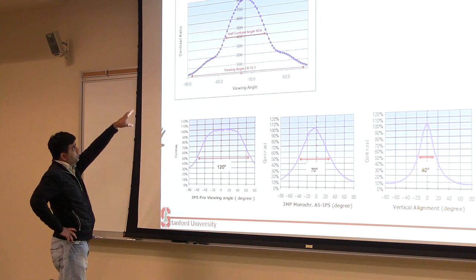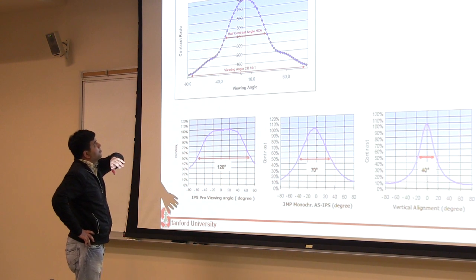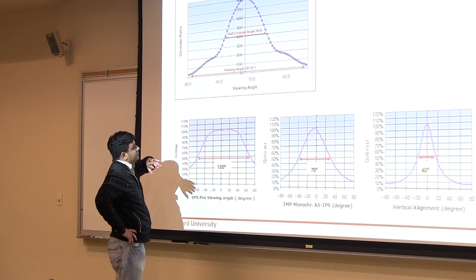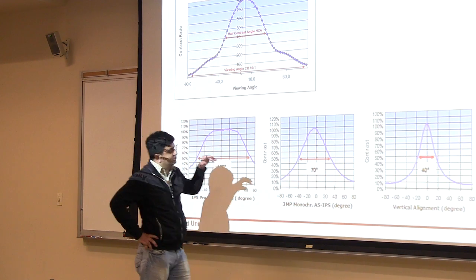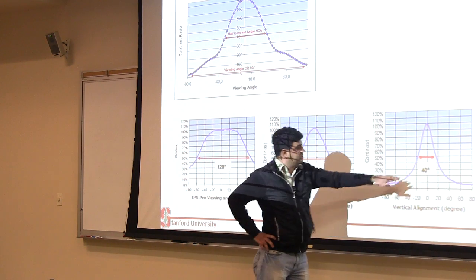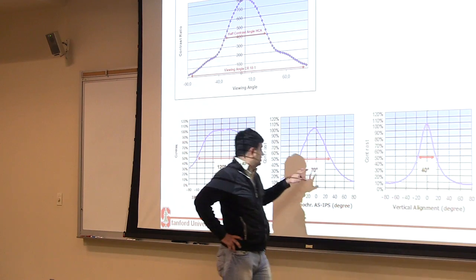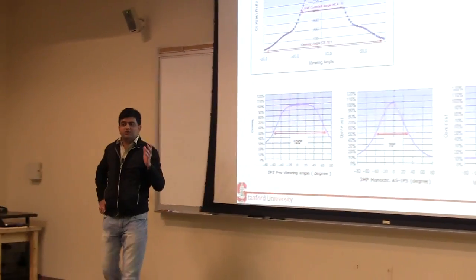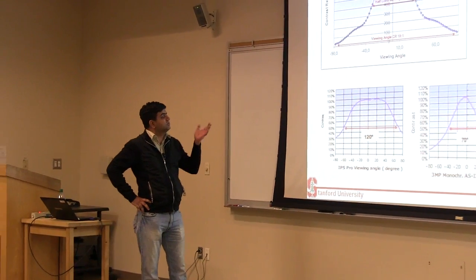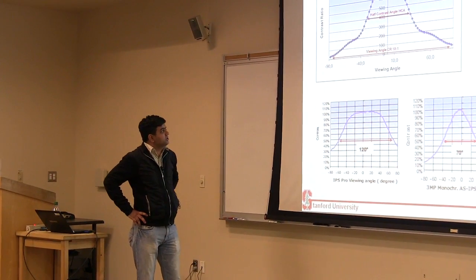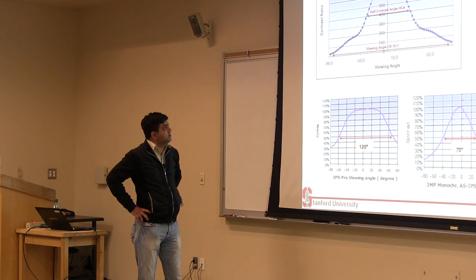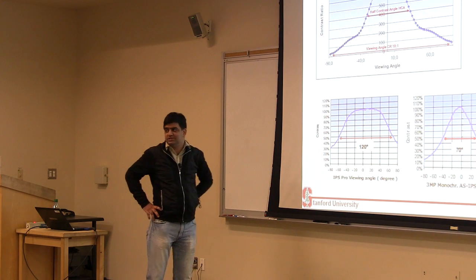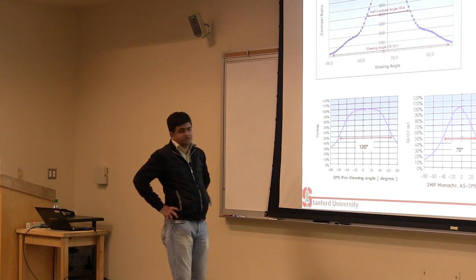So that's what a traditional TN or perpendicular scheme would give you. In-plane switching schemes try to improve your viewing angle from 40 to 70 to 120. So if you compare a first generation iPhone versus a fourth generation, you'll find that the fourth generation has a much better viewing angle, and a lot of it has to do with this in-plane switching technology.